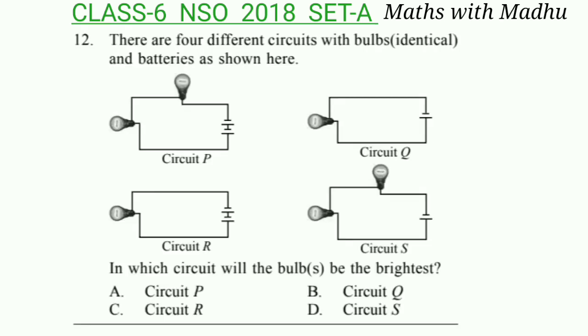Now question number 12. There are 4 different circuits with bulbs and batteries shown here. In which circuit will the bulb be the brightest? Look at the figures. The number of cells in circuits P and R is greater than in circuits Q and S. And there are 2 bulbs in the circuit P but 1 bulb in the circuit R. So the bulb will be the brightest in circuit R. So the answer will be option C.